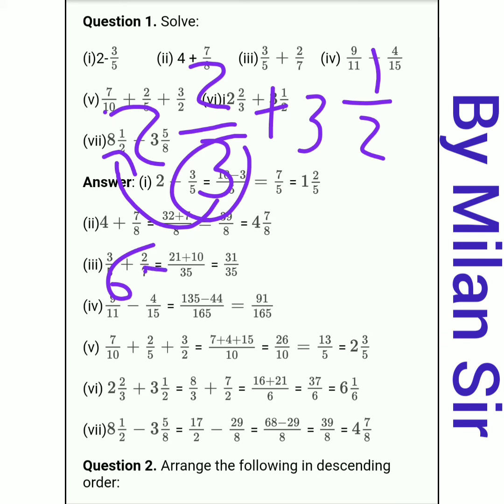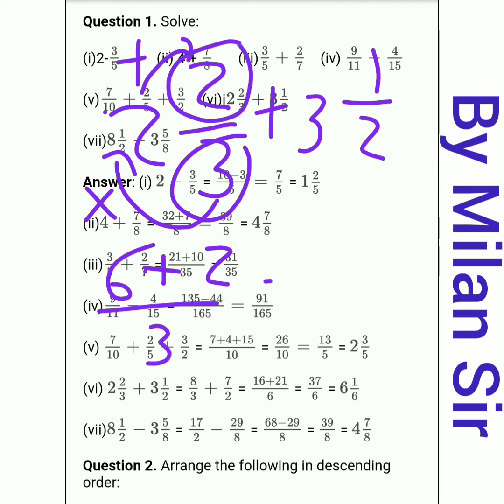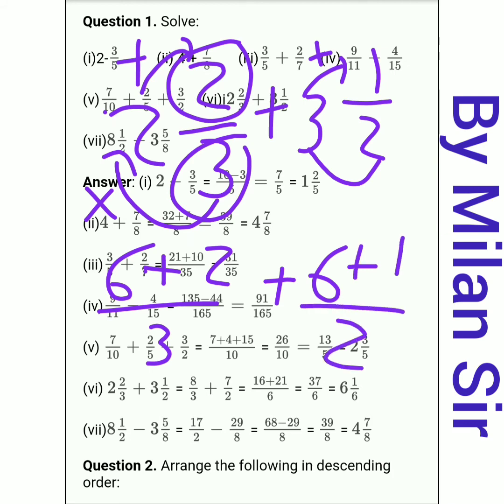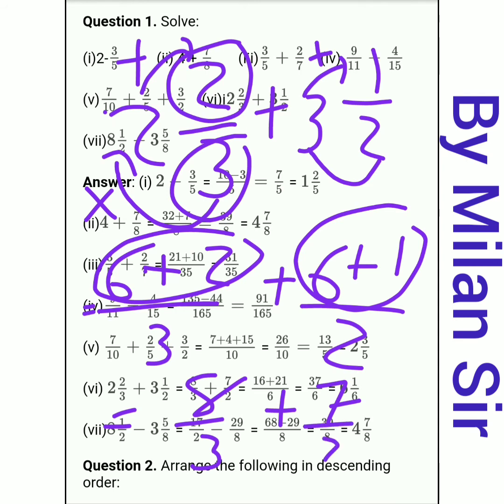Then we need to add our numerator. So first of all 3 into 2, multiplication sign first and then plus sign. So we need to add our numerator 2 and denominator as it is. Same thing, we need to multiply 2 with 3, 3 times 2 is 6. Then we need to add our numerator, so plus 1. Denominator as it is. Now here 6 plus 2 is 8 by 3. Here 6 plus 1 is 7 by 2.